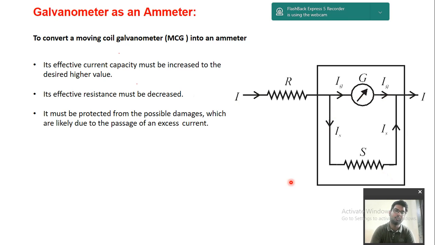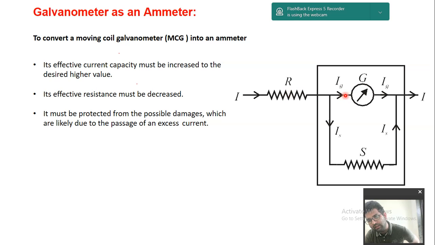Okay, now you see, to convert a moving coil galvanometer into an ammeter, its effective current carrying capacity must be increased to the desired high value. I said now, if the galvanometer can take current up to 1 milliampere, but I have to measure the current I, which is of 10 ampere. Suppose it is 10 milliampere, and I want to measure it. Out of 10 milliampere, suppose 1 milliampere is the maximum value that the galvanometer can take.